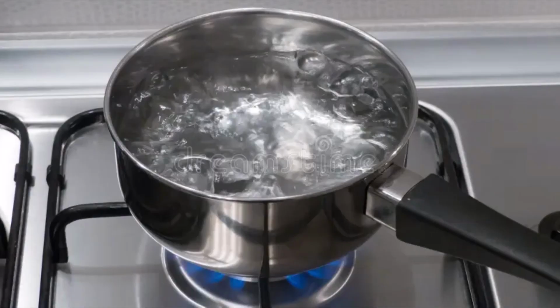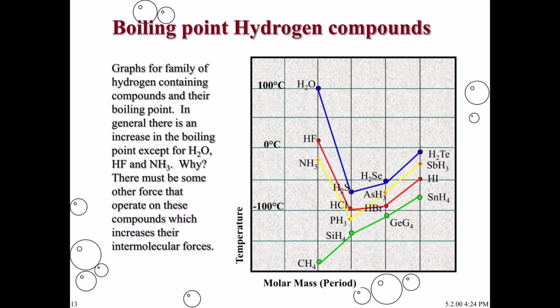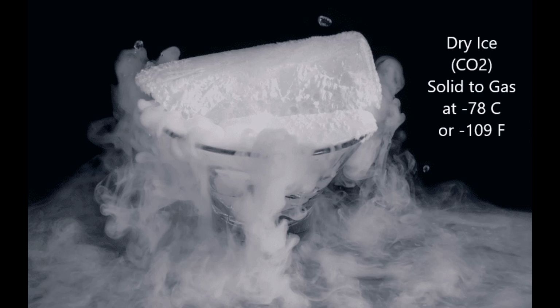Hydrogen bonding also affects the boiling temperature of water. H2O has a molecular mass of only 18 grams per mole. One would expect such a lightweight molecule to have a very low boiling point. Carbon dioxide, CO2, has a molecular mass of 44 grams per mole. Carbon dioxide has no liquid state at atmospheric pressure and goes straight from a solid dry ice to a gaseous state at negative 109 degrees Fahrenheit or negative 78 degrees Celsius.